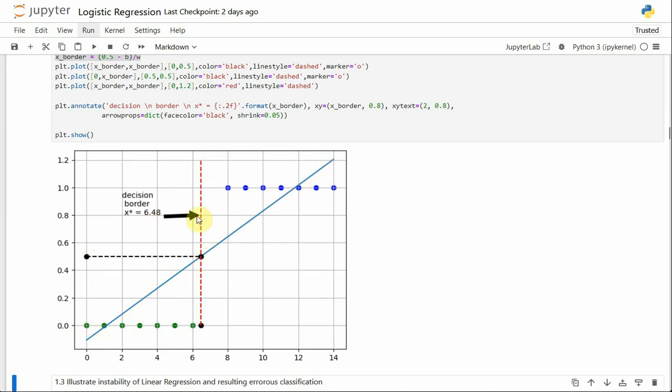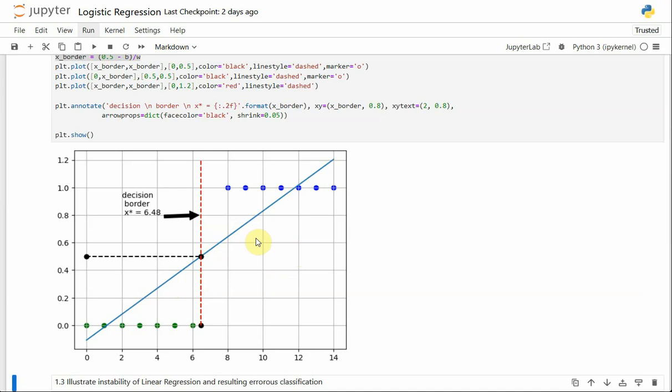we can draw a decision border on the x-axis, meaning that all the values to the right of this decision border will be assigned to the positive class, and all the values to the left of this decision border will be assigned to the negative class. In our case, the decision border is 6.48. So this seems like a reasonable application of linear regression. However, here we use it for a classification task rather than prediction or approximation of continuous values.